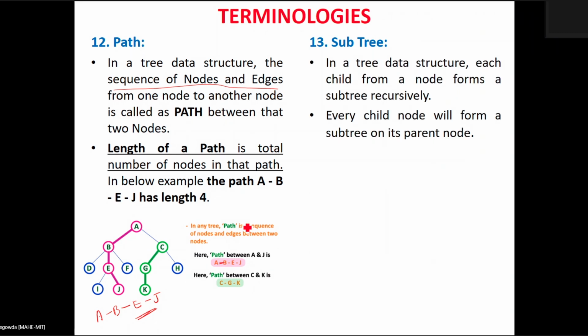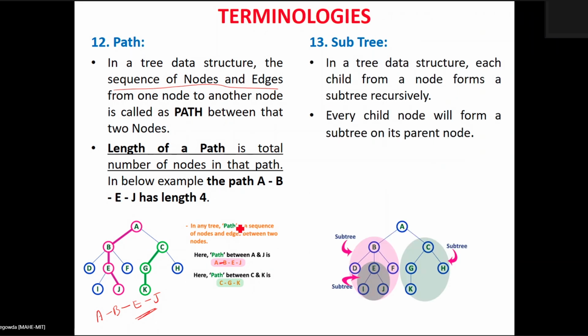And we have a subtree. A subtree can be defined like this: the descendants of a node represent a subtree. You can also define it another way: each child of a node forms a subtree recursively. Every child node will form a subtree under its parent node.